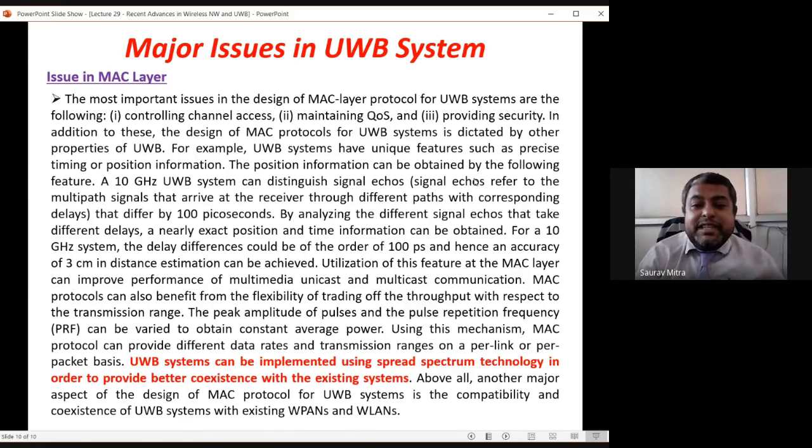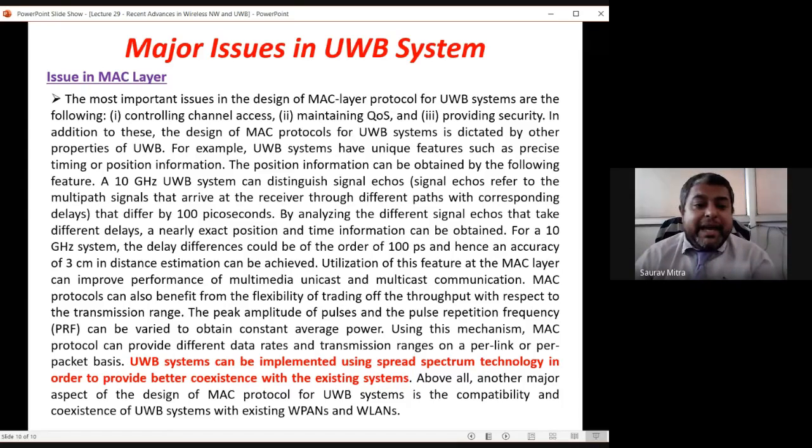By analyzing the different signal echoes that take different delays, nearly exact position and time information can be obtained in the general case. For a 10 gigahertz system, the delay difference could be on the order of 100 picoseconds, and hence an accuracy of 3 centimeters in distance estimation can be achieved. That means from the timing, when the signal was transmitted and when it was received, from this time delay we can estimate the distance of the source. In this case, as the timing pulses have very narrow width, there is a 3 centimeter distance measuring resolution that can be achieved in the case of ultra wideband.